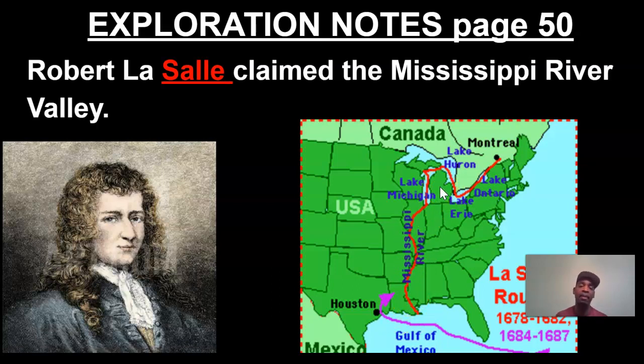Now, mind you, all this took place in the 1600s, long before the technology began to improve. He's doing all of this with some of those old kinds of ships. That's like 1678 to 1682, 1684, 1687. Does anybody remember what year we actually came here to the New World? 1607. So he's claiming this. He's finding this area in the Mississippi River Valley while we're living on the East Coast.